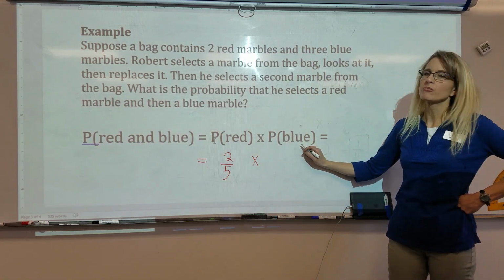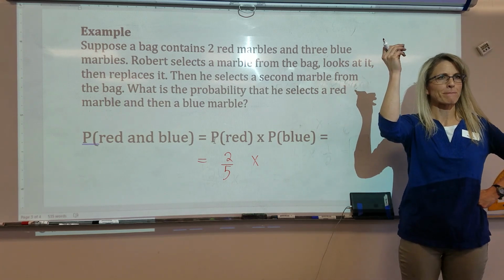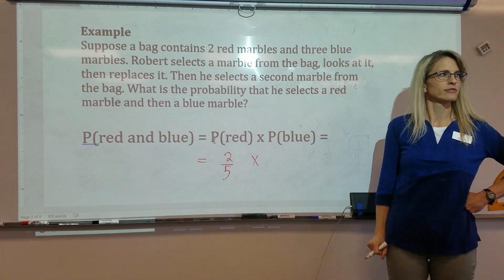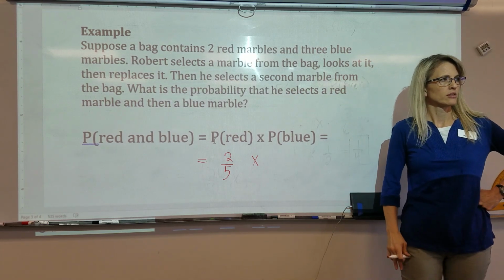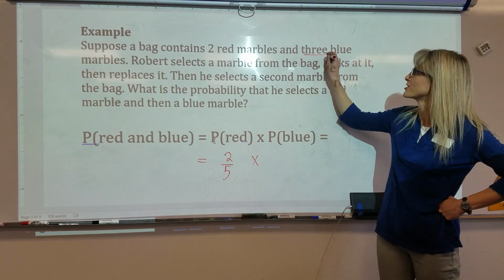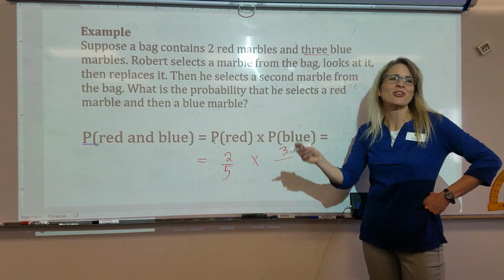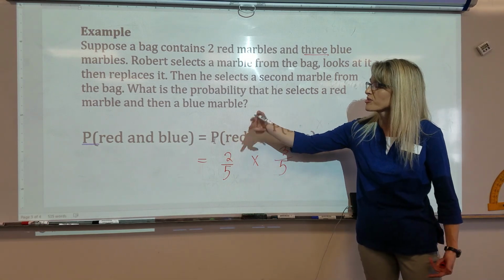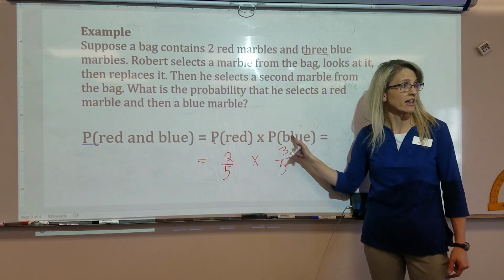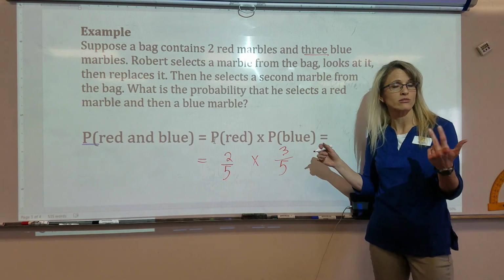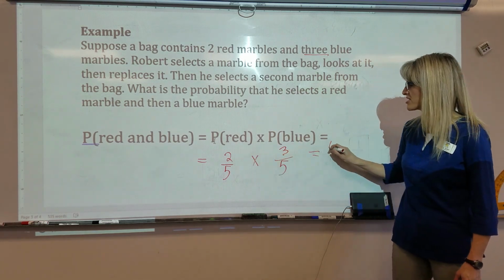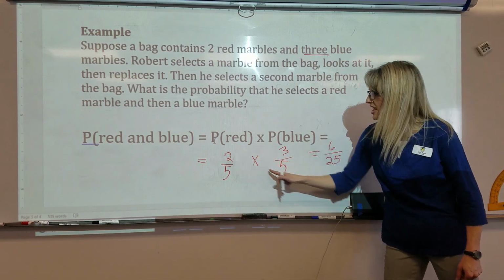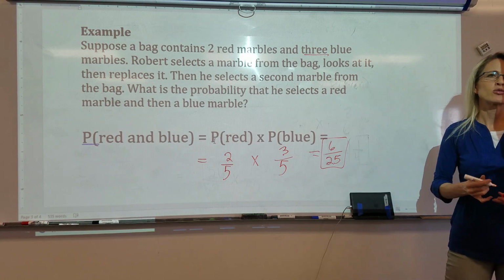The probability of getting blue, how many blues are there? 3. Okay. How many total marbles, class? 5. Okay, so the multiplication rule says you can multiply each event and get the total probability. So 2 times 3 is 6. 5 times 5 is 25. And it won't reduce because nothing cross-canceled, so nothing will reduce here, and that's my total probability.